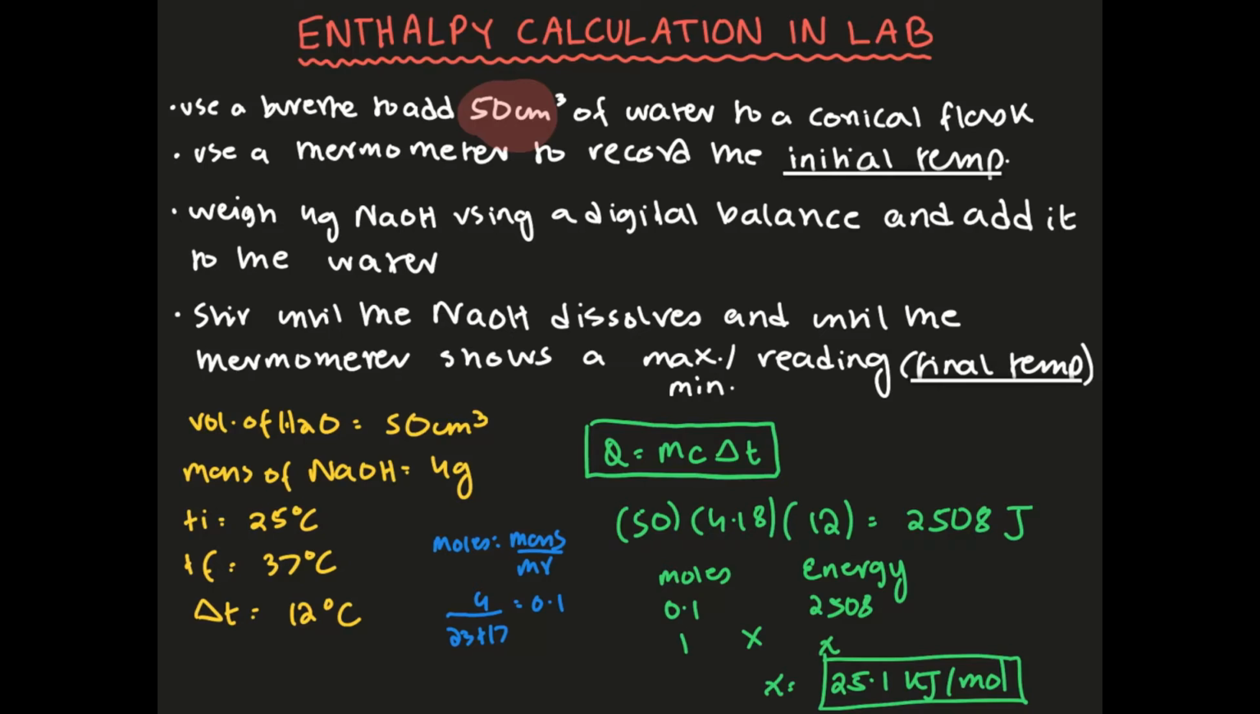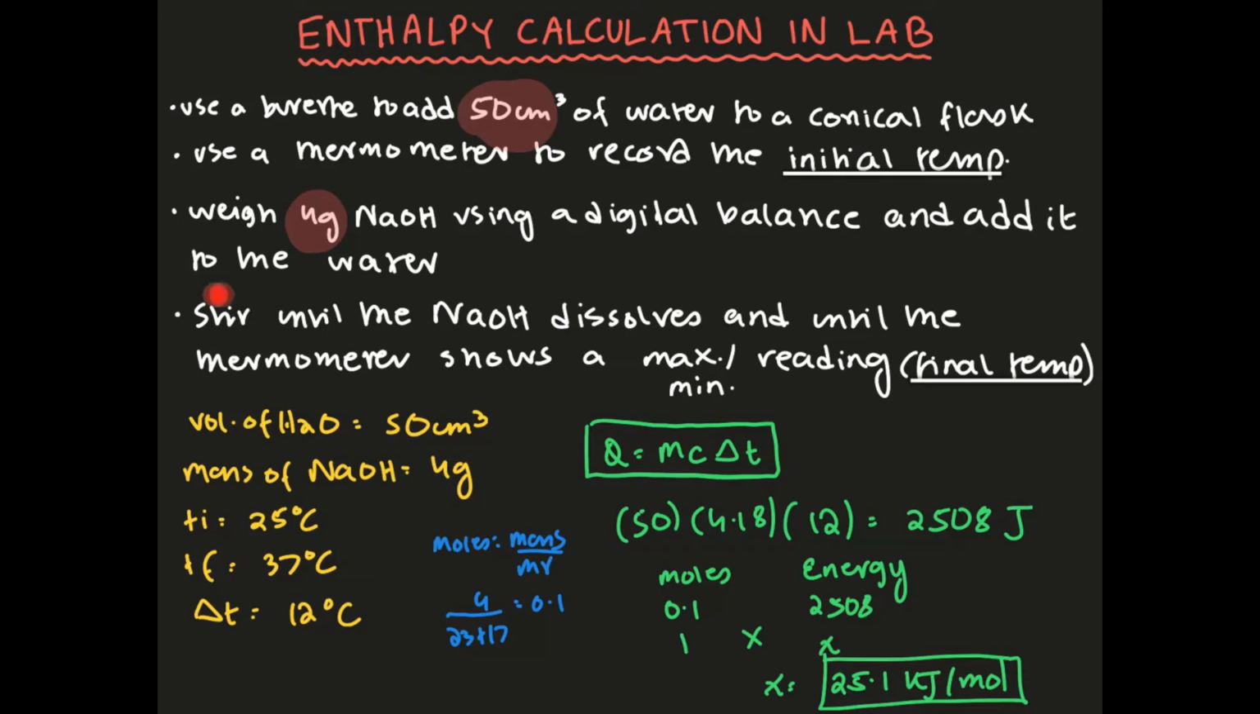After that, you are going to use a thermometer and record the initial temperature of that water. After you've poured in the water, you're going to record the initial temperature. After this, you're going to take 4 grams of NaOH, or sodium hydroxide, and weigh it using the digital balance just to make sure that it's exactly 4 grams. It's not less and it's not more, because in experiments, the measurements that you take need to be as accurate as possible. And then you're going to add this to the water in the conical flask.